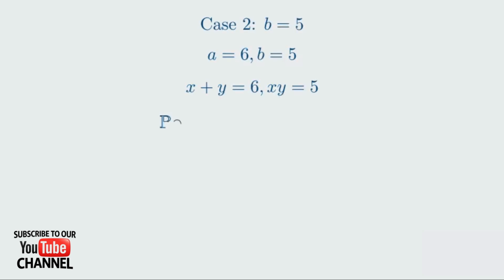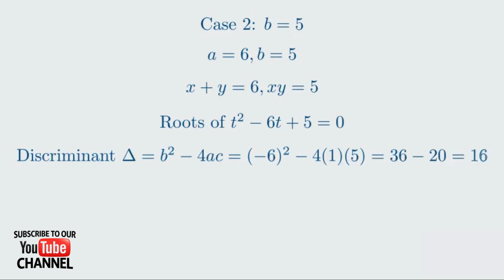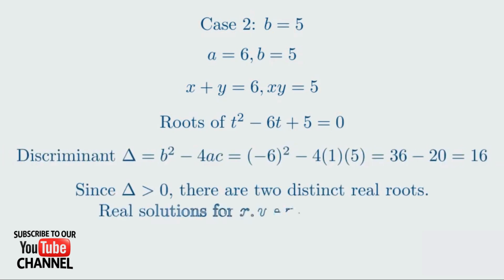Now let's examine the second case, where b equals 5. Here, a equals 6 and b equals 5. This means x plus y equals 6 and xy equals 5. This tells us x and y are the roots of the quadratic equation t squared minus 6t plus 5 equals 0. The discriminant for this equation is 36 minus 4 times 5, which is 16. Since this is positive, there are two distinct real roots. This means we will find real solutions for x and y in this case. We've confirmed that the case b equals 5 will give us real solutions. Now we just need to solve the quadratic equation to find them.